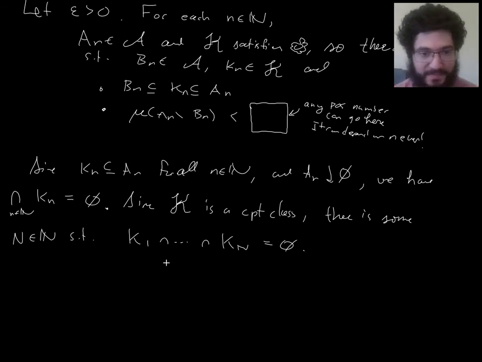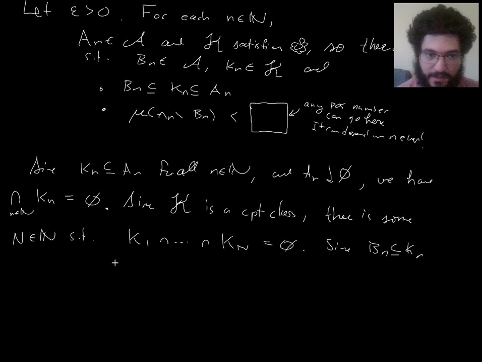So let's see. Well, one thing to notice is that these K's intersect to the empty set, right? The BNs are stuffed inside the KNs. So since Bn is a subset of Kn for all n, if you intersect these BNs up to that one, then that's a subset of the intersection of the KNs, which is empty, so this is empty.